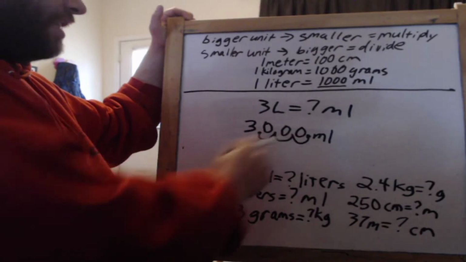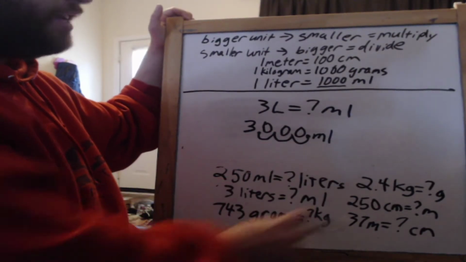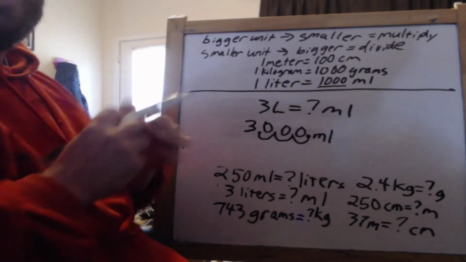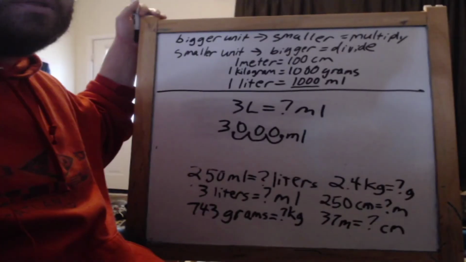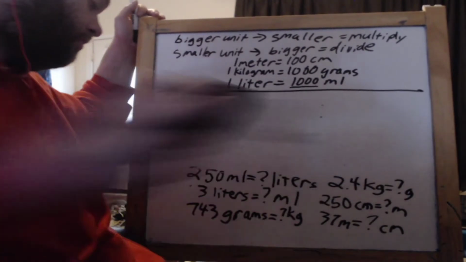And I only say that because if you come up, we'll address it over here, but you can't just add zeros if the number is a decimal. Okay? So that would be 3,000 milliliters is 3 liters.